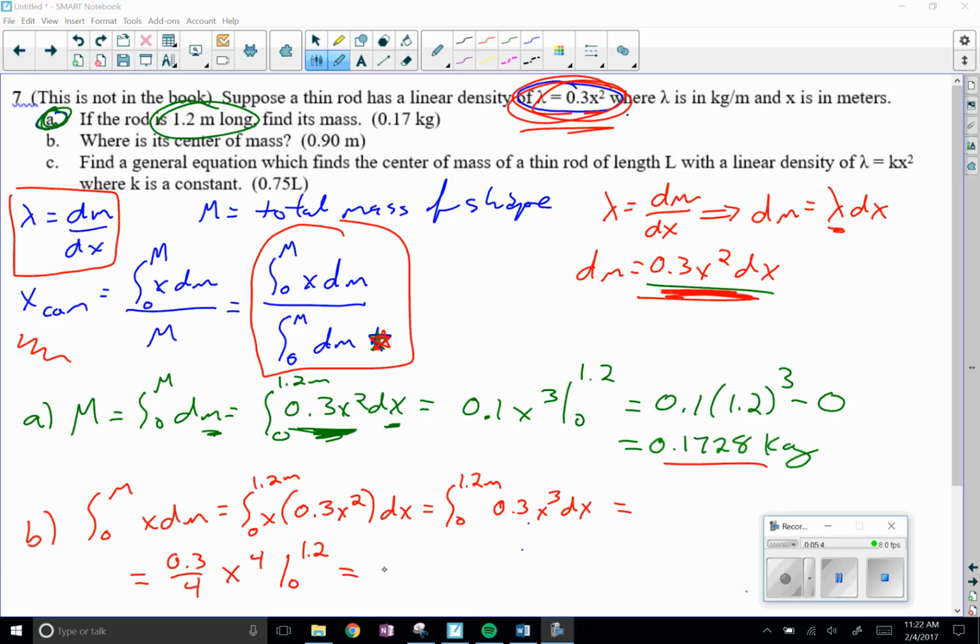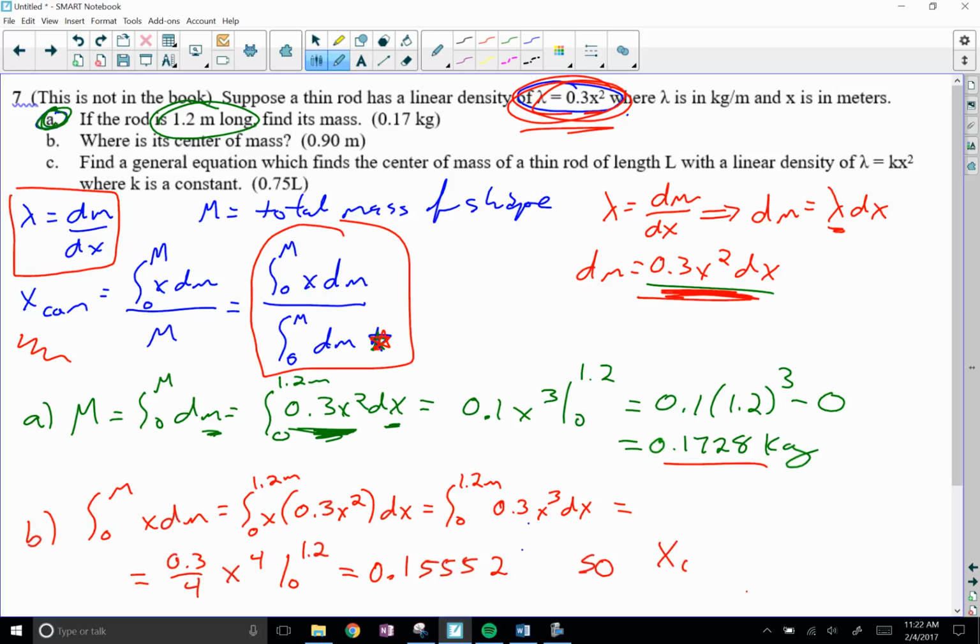So grab your calculator and figure out what you get there. If you do that, that gives you 0.15552. So that means then that our center of mass is going to be 0.15552, and the units are kilogram meters, divided by 0.1728 kilograms, and it gives you exactly 0.9 meters. All right, so that is that.